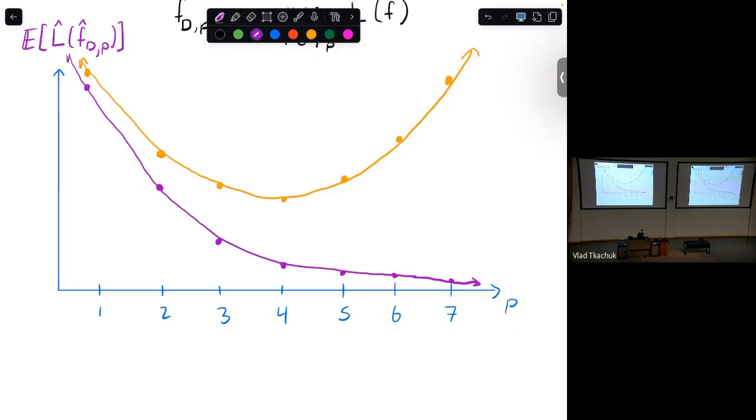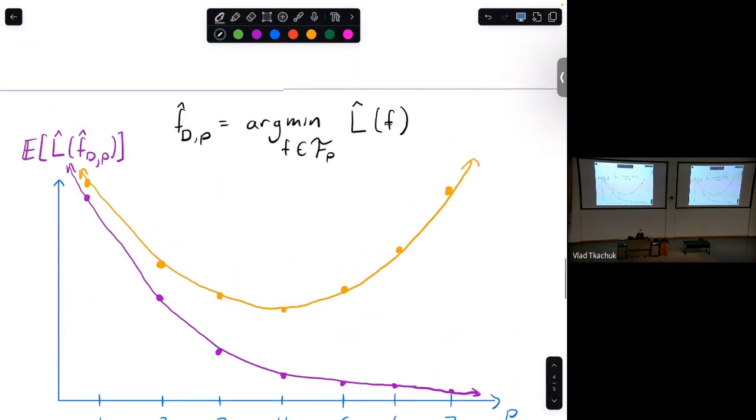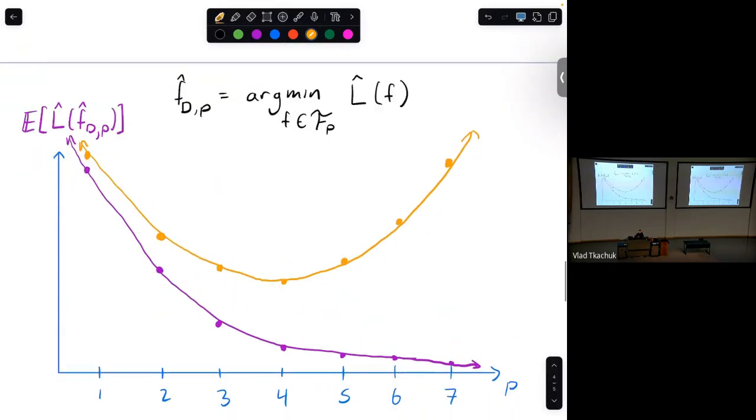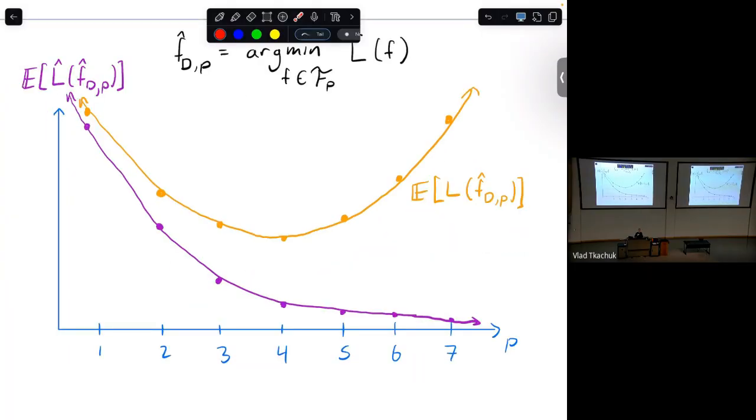And so what we're plotting here is the true risk of our predictor on average over different data sets. Okay. And so once again, let's understand this relationship.